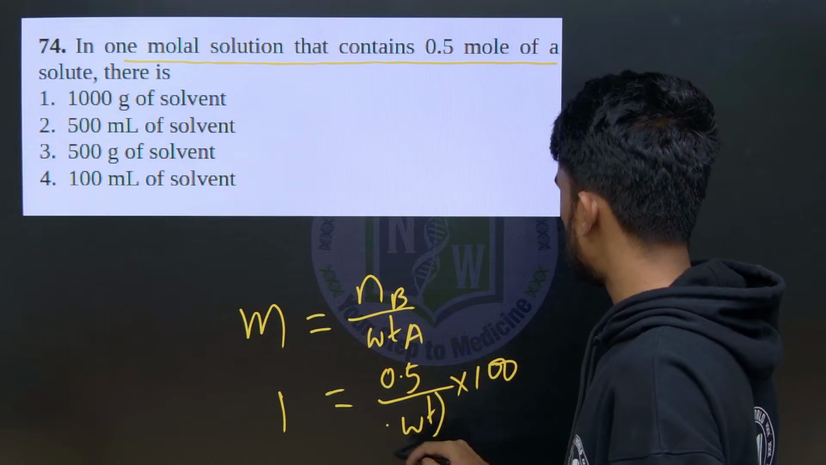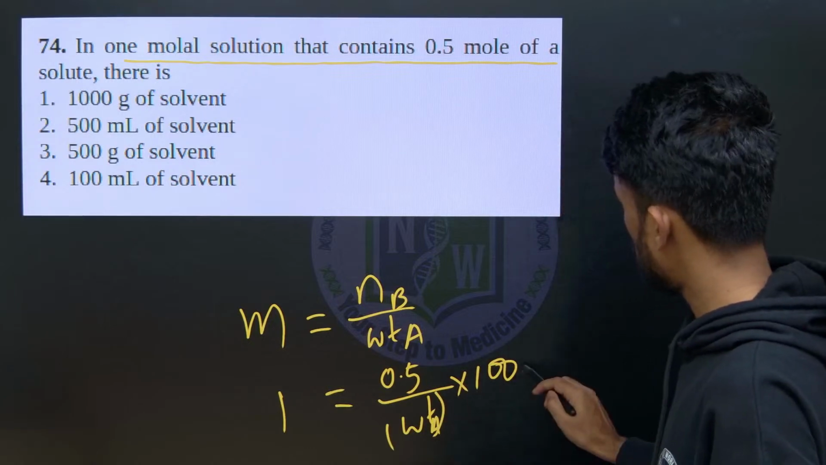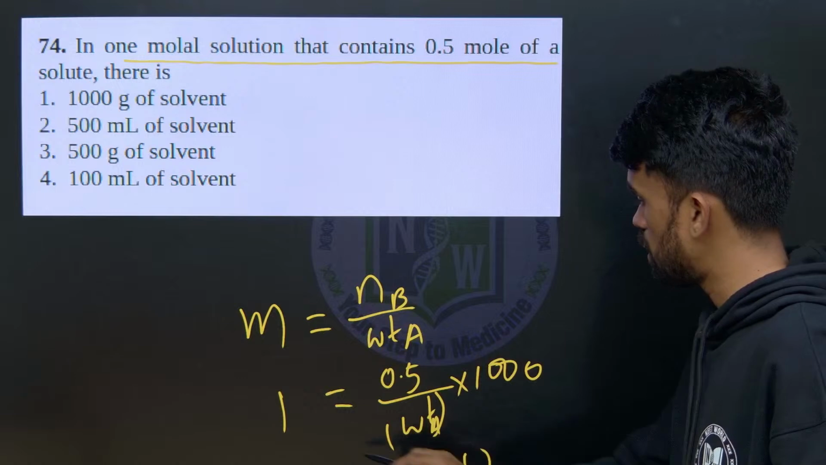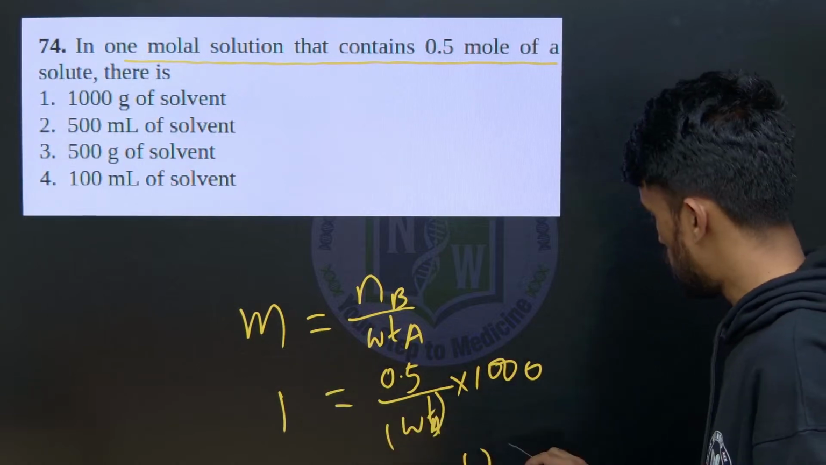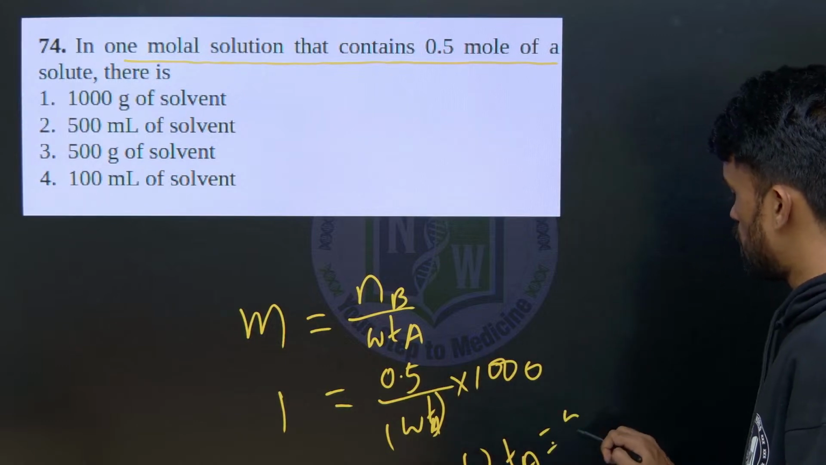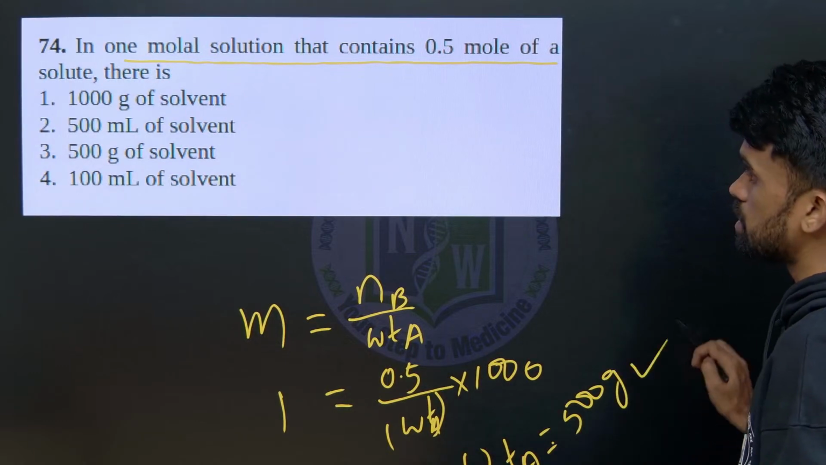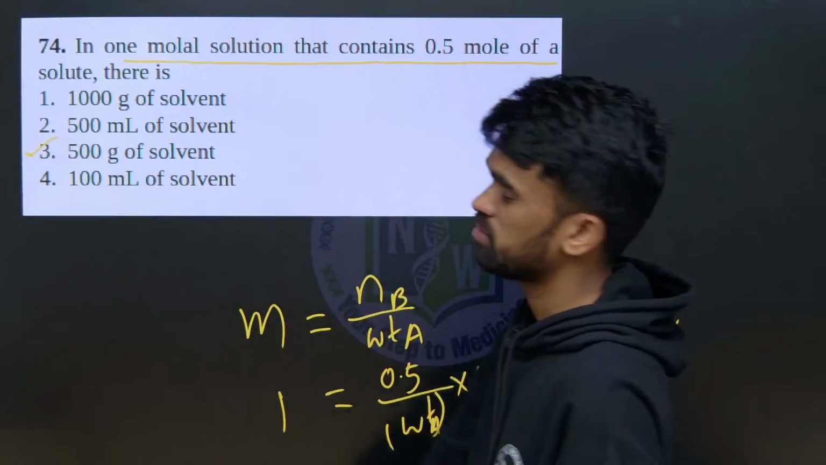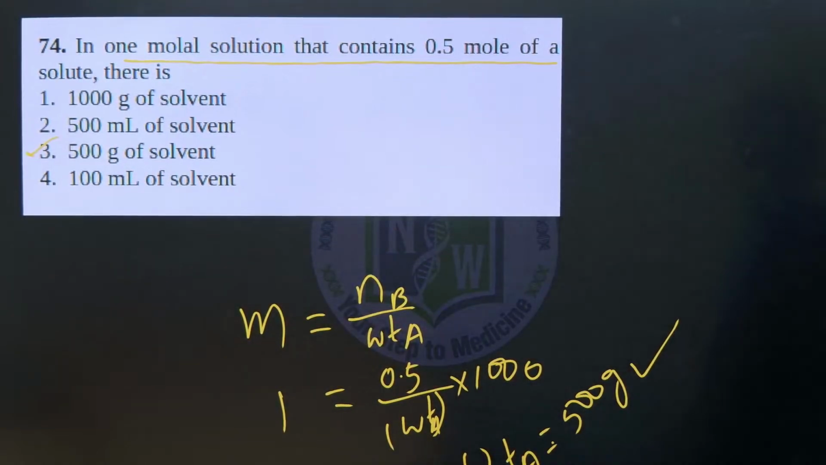Here I am writing it. So the weight of solvent, if I take it to this side, will become how much? 0.5 into 1000, it will be 500 grams. That's it, this is the answer. So option number 3. Very simple questions are there.